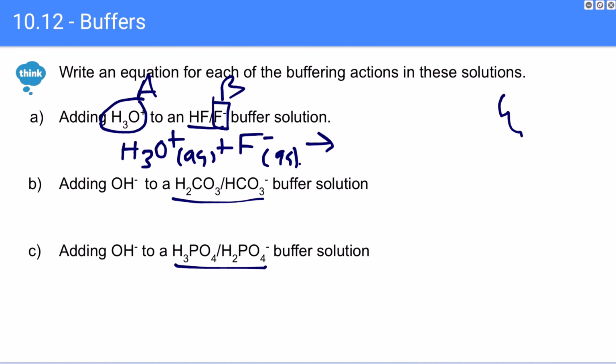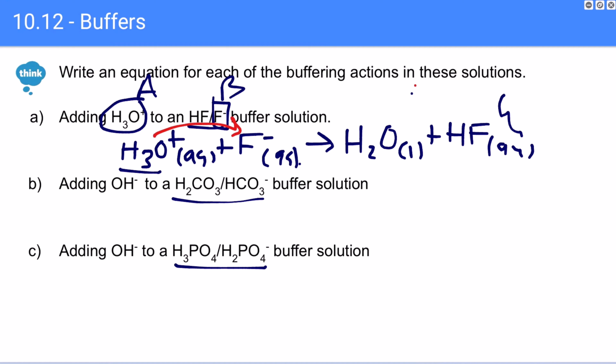When this happens, we end up with a transfer of hydrogen from the H3O plus to the F minus. And so what we end up with, as we talked about before, is water, because the H3O plus is going to lose a hydrogen. And then the hydrogen is going to get transferred to the F to make HF. So again, notice I neutralize the H3O plus by producing H2O and HF. Quite convenient. This one is a base, so it's going to be reacting with the acid in the solution.